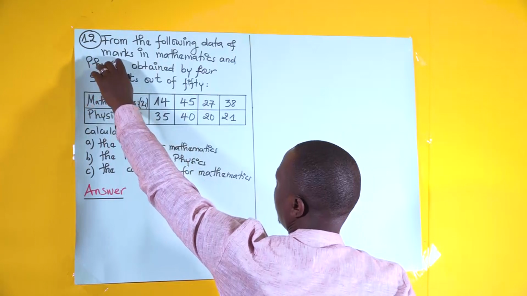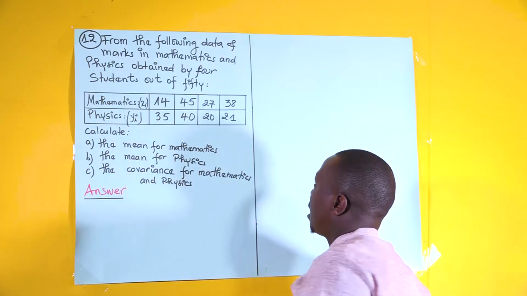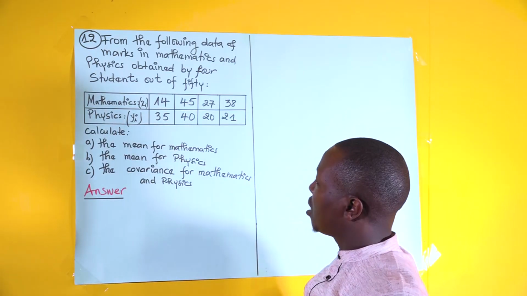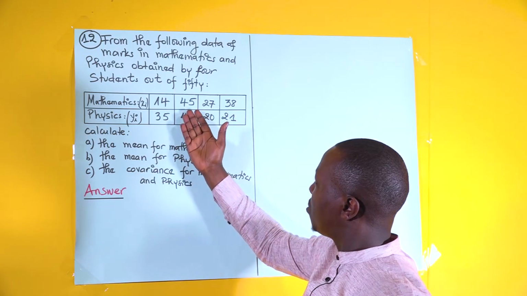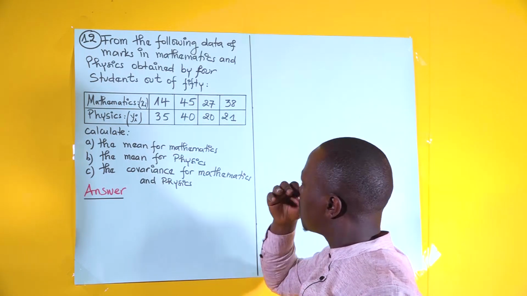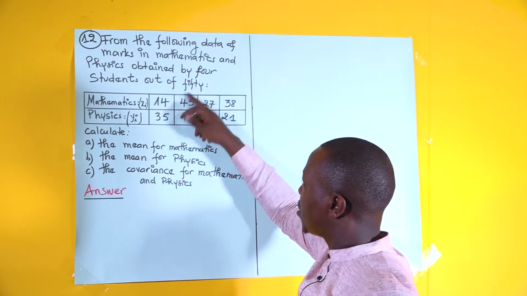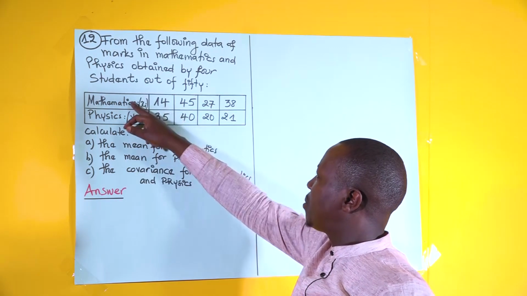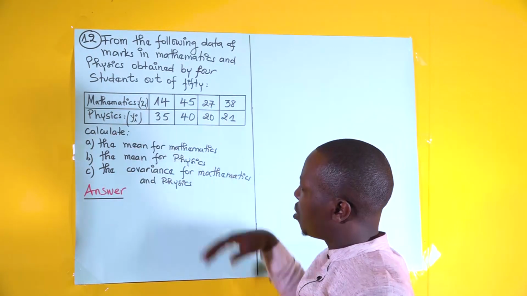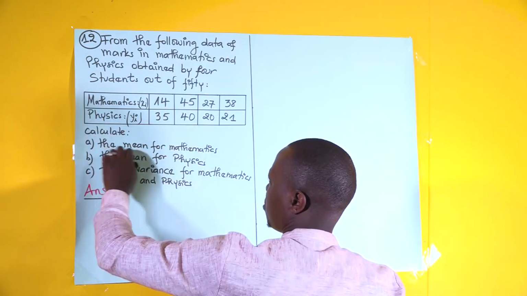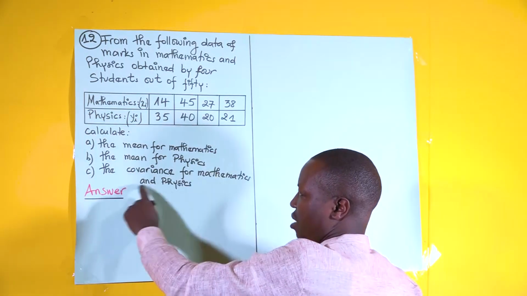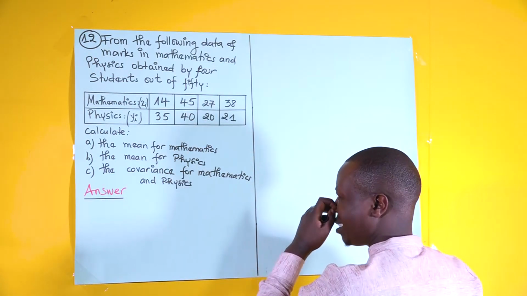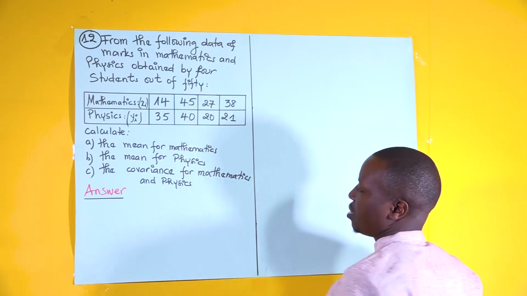From the following data of marks in mathematics and physics obtained by 4 students out of 50, it means it is the performance of students in mathematics and physics out of 50, 14 out of 50, 35 out of 50. These are marks got by the first student in mathematics, also in physics, and so on. We are asked to calculate the mean for mathematics and the mean for physics, and also the covariance for mathematics and physics. All right.